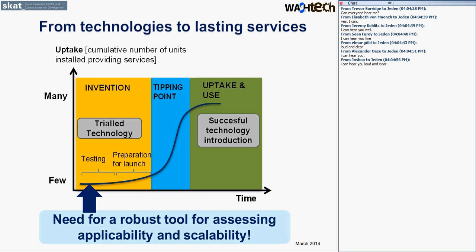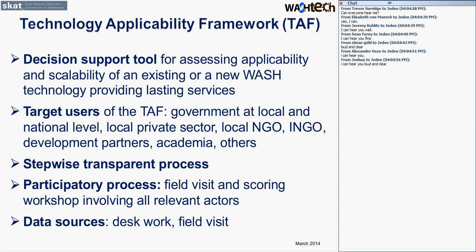Next slide, please. The Technology Applicability Framework, we call it TAF, is a simple-to-use decision support tool for the assessment of the applicability and scalability. The target users of the TAF include and focus on local and national government, local private sector and NGOs, also international NGOs, development partners, academia.